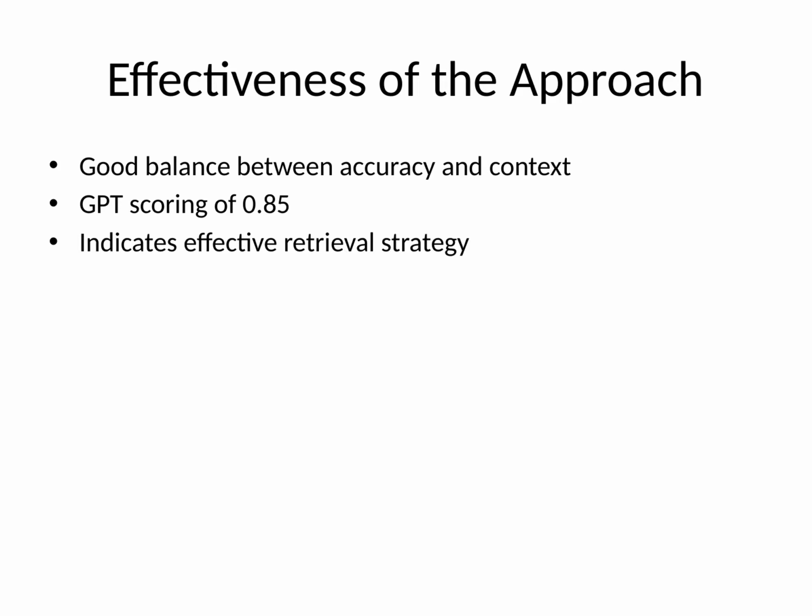The effectiveness of this retrieval strategy is evident with a GPT scoring of 0.85. This score indicates a good balance between accuracy and context completeness, making it an effective approach.